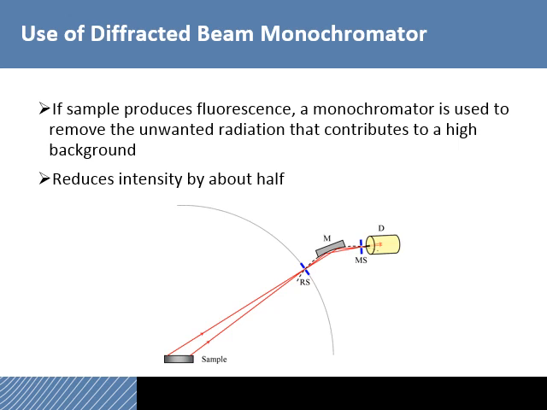Another way to deal with fluorescence is through the use of a diffracted beam monochromator. A diffracted beam monochromator is actually a graphite crystal, which set in a certain position will only allow certain wavelengths to pass through it, right? So this is used to remove the unwanted radiation that contributes to a high background. It's very effective in removing that background. The only difficulty with it is that it actually reduces the intensity by half.